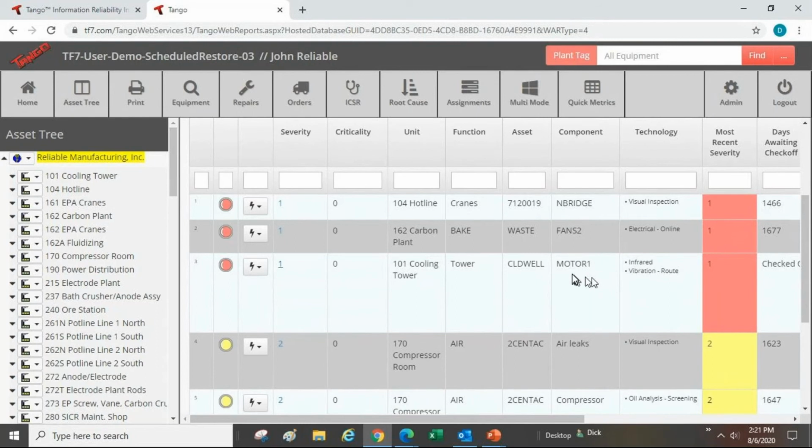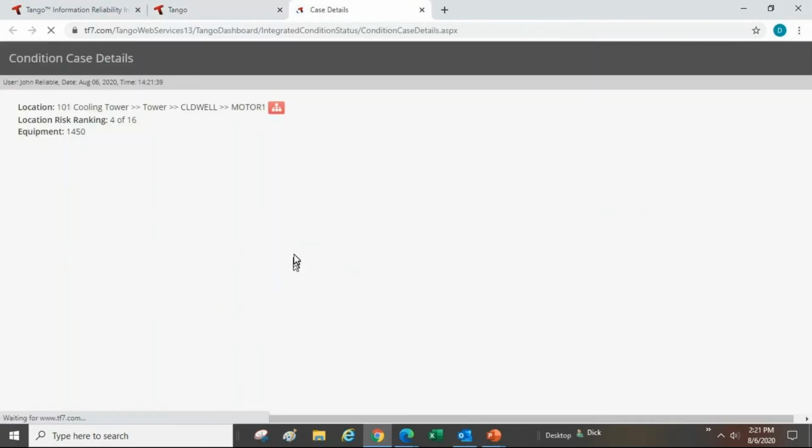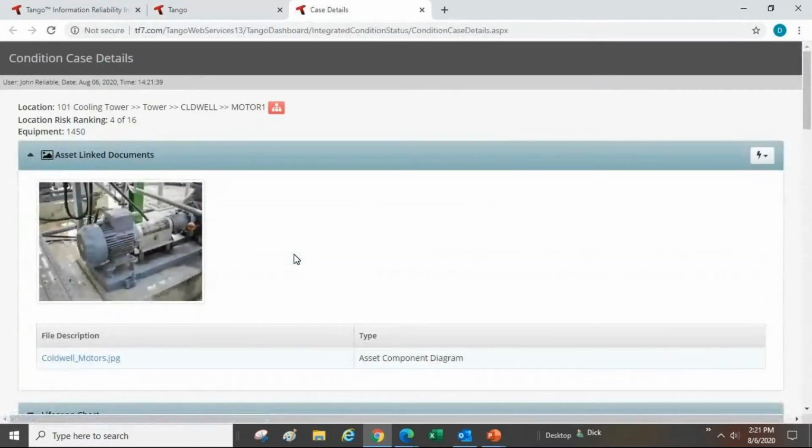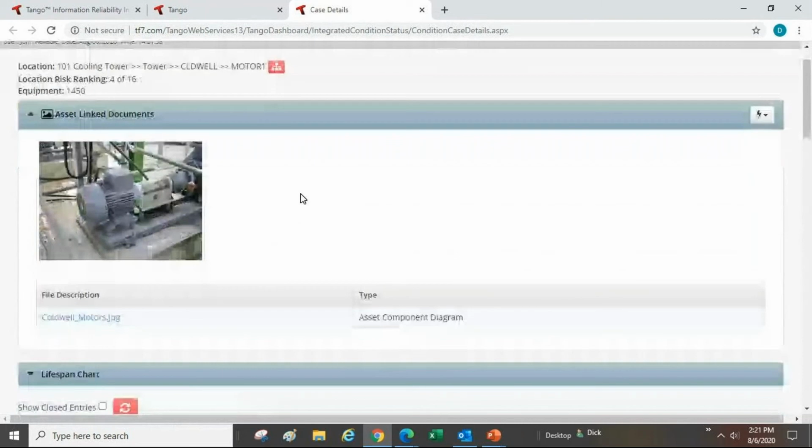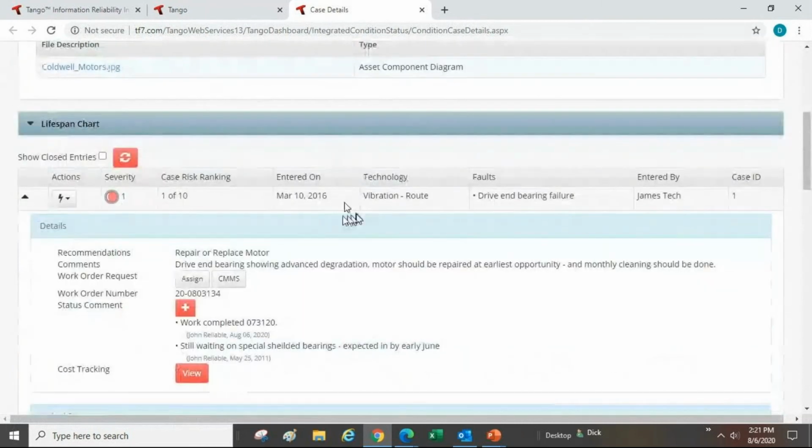And we're going to look at the one that has the combined technology information from infrared and vibration to look at the details of what's going on with this system. Again, this is a horizontal motor driving a cooling tower pump. We see that the vibration call was a high level severity. This is old data since it's in a database, but he suspects a drive-in bearing failure and recommends that the motor be repaired or replaced.